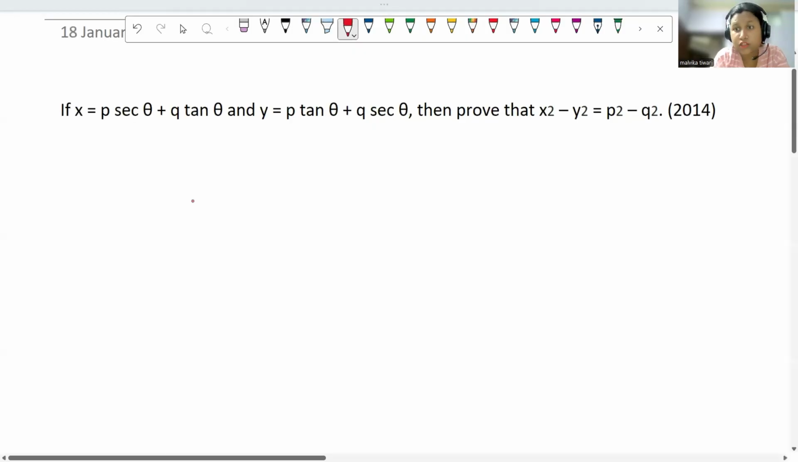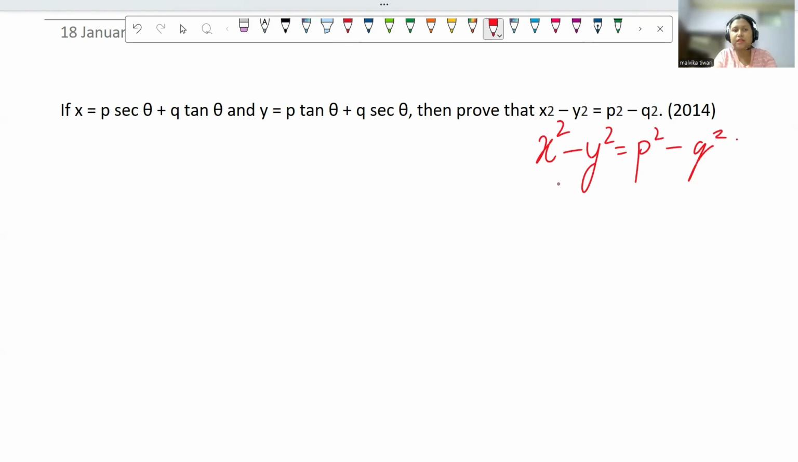So this is our question from the 10th boards. This question is from the year 2014, as you can see, right? So let's see what this question is saying. Here you can see this is actually misprinted. This should be x square minus y square equals p square minus q square. Okay, so that's our question. Now, we'll focus on that part later. Let's now focus on this part of the question.